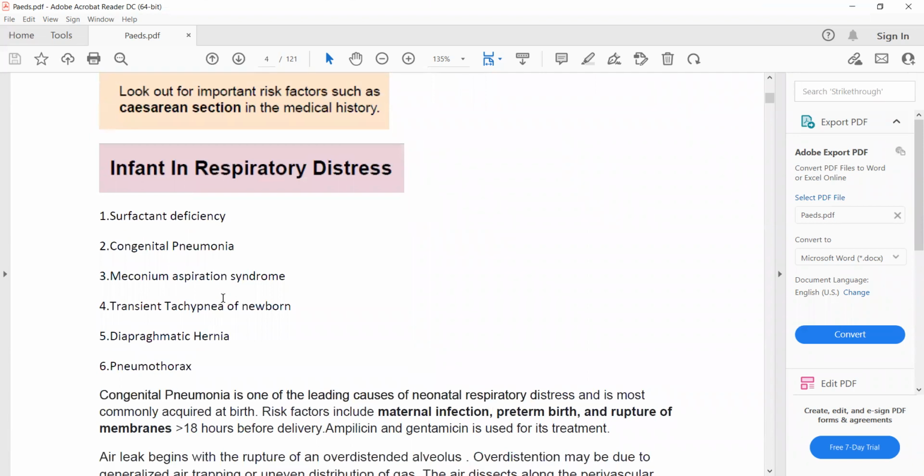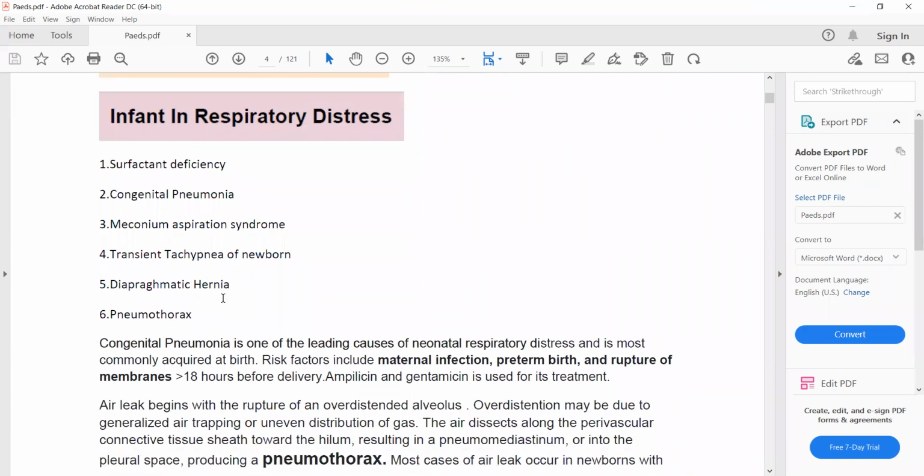So in short, infant in respiratory distress, the causes can be surfactant deficiency, congenital pneumonia, meconium aspiration syndrome, transient tachypnea of newborn, diaphragmatic hernia, and pneumothorax. These are some causes of respiratory distress in a newborn.